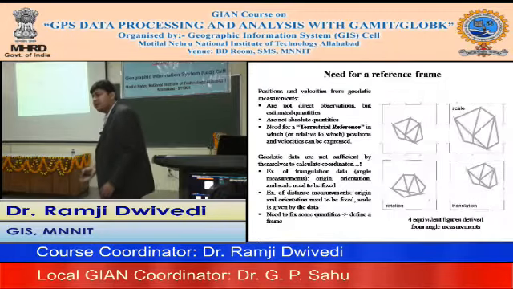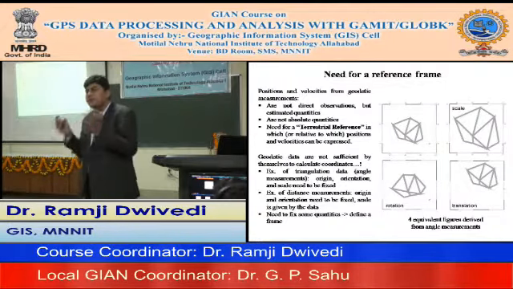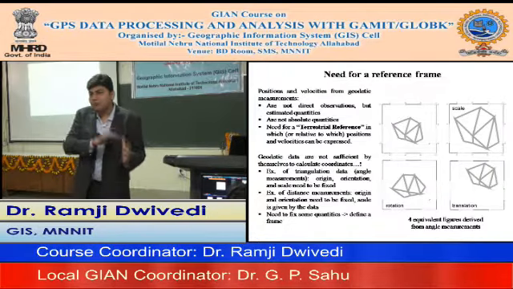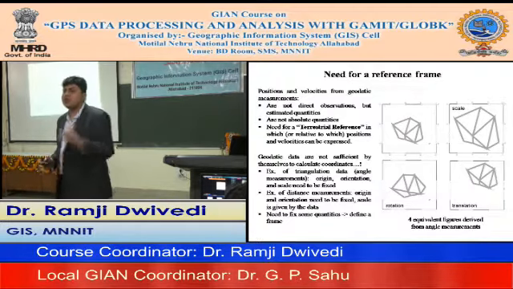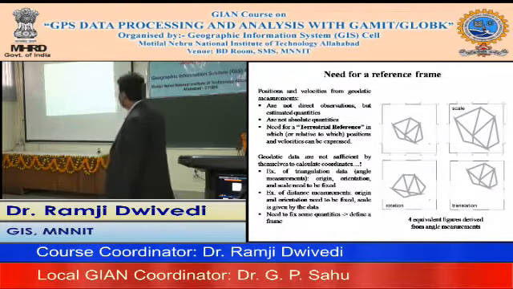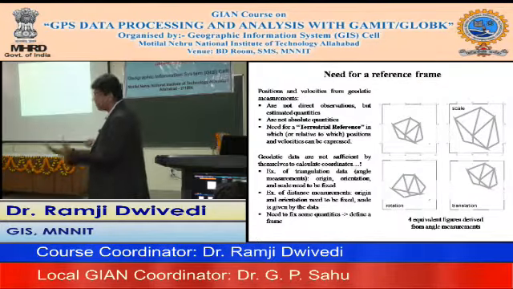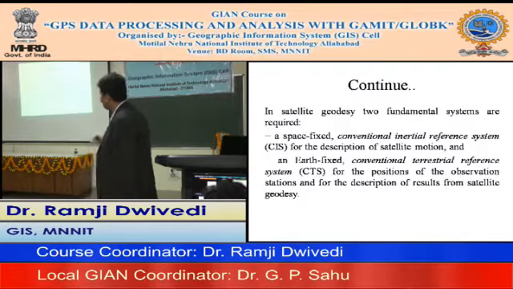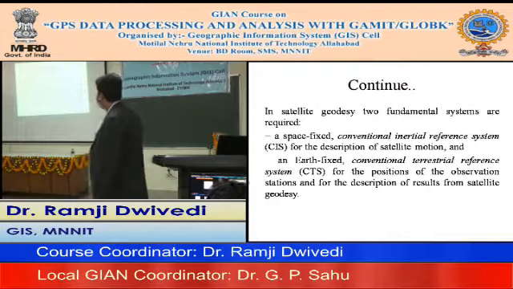Why do we need a reference frame? We need to fix those frames in terms of understanding those parameters, so that when we change from one coordinate system to another, we have those parameters beforehand: what is the translation, what is the rotation, and what is the scale. In general we categorize these into two fundamental systems. One is space fixed, which we call the conventional inertial reference system, or CIS, for description of the satellite motion. Second is earth fixed, which we call the conventional terrestrial reference system, or CTS, for the position of observation of a station.